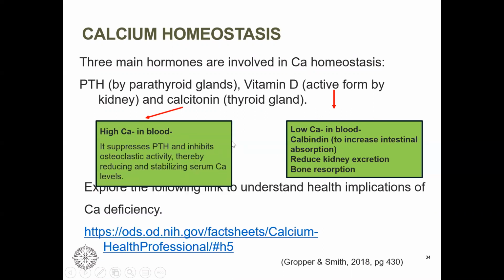Then calcitonin, it does the opposite. When there is high calcium in the blood, it gives the message to the thyroid gland to start secreting calcitonin, and it actually does the reverse of what vitamin D is doing, so that the calcium concentration is brought back to normal.